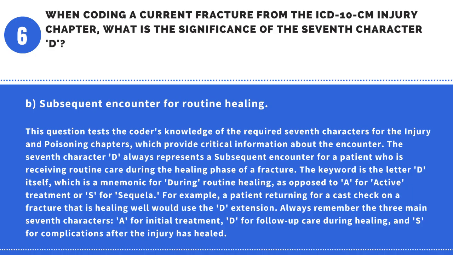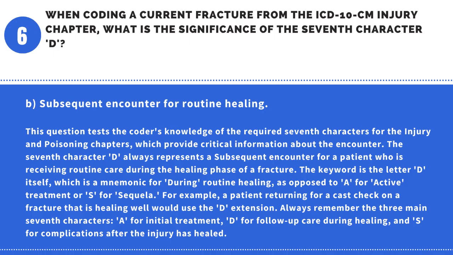This question tests the coder's knowledge of the required 7th characters for the injury and poisoning chapters, which provide critical information about the encounter. The 7th character, D, always represents a subsequent encounter for a patient who is receiving routine care during the healing phase of a fracture. The keyword is the letter D itself, which is a mnemonic for during routine healing, as opposed to A for active treatment or S for sequela.